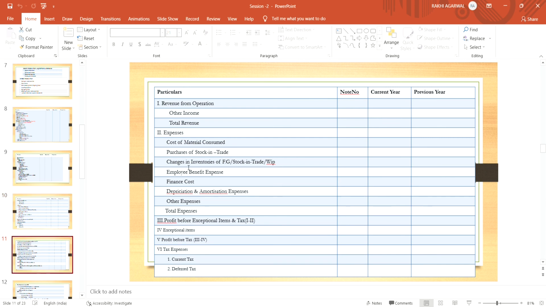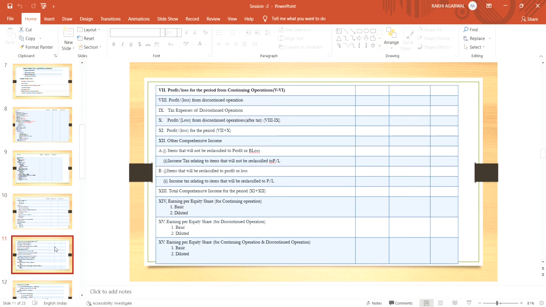And then profit before exceptional items, then we will disclose the exceptional items on the face, and then profit before tax, then tax expenses, both current and deferred. Then comes profit from continuing operations, profit and loss from discontinued operations, tax expenses, profit and loss from discontinued operations, total.